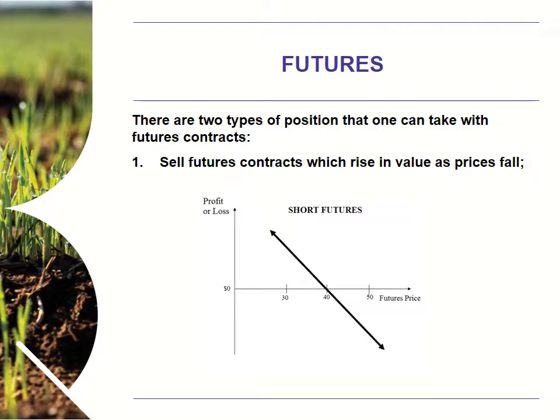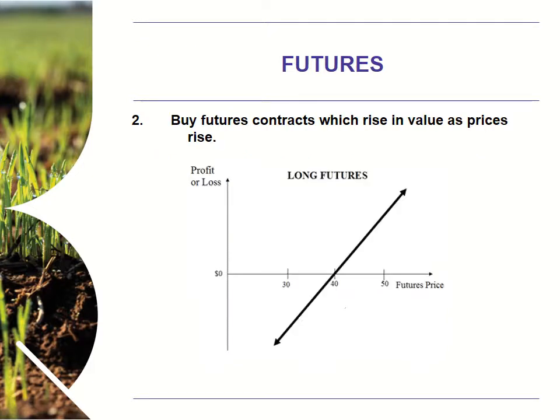Okay, I want you to remember this chart. This is the position when one takes a short position, this is your profit and loss profile. So you make a loss when the prices go up, and you make a profit when the prices go down. And when you go long, or you buy a futures contract, if the price rises, you make a profit. If the prices go down, you make a loss.